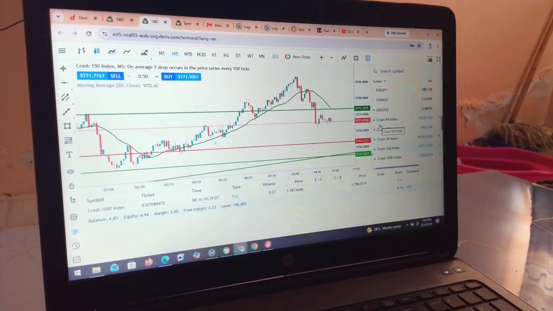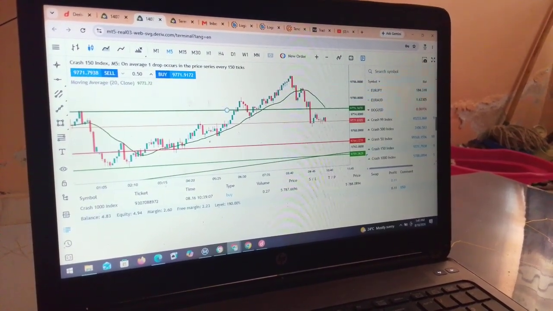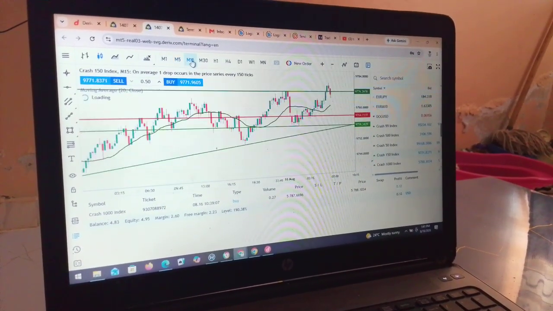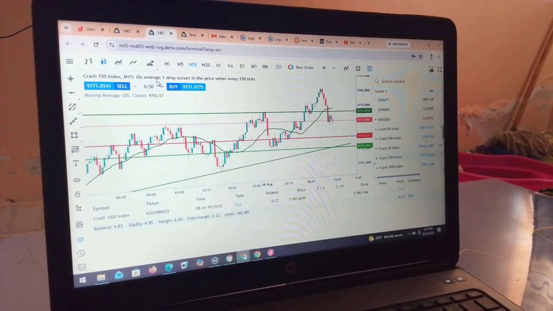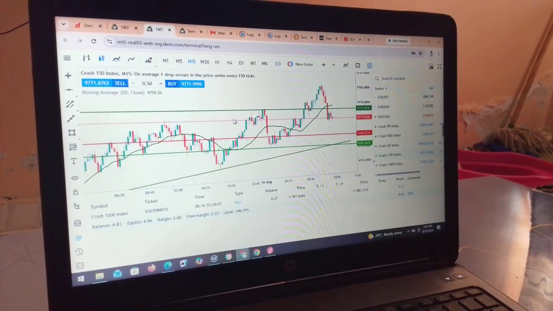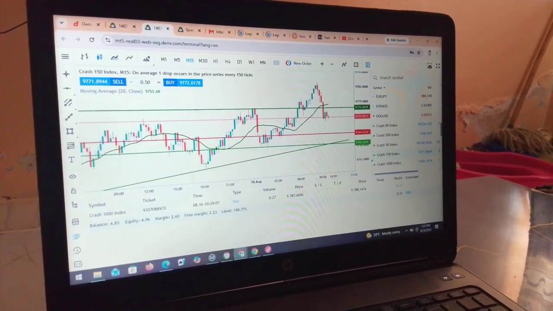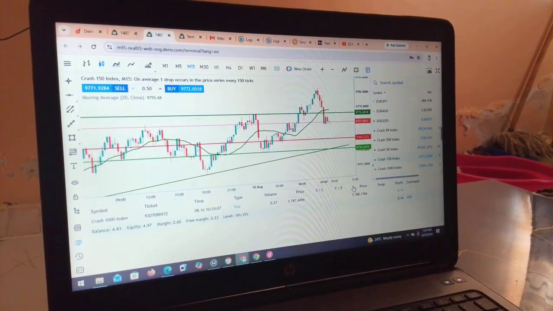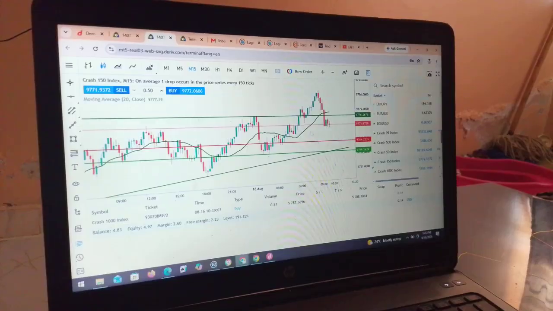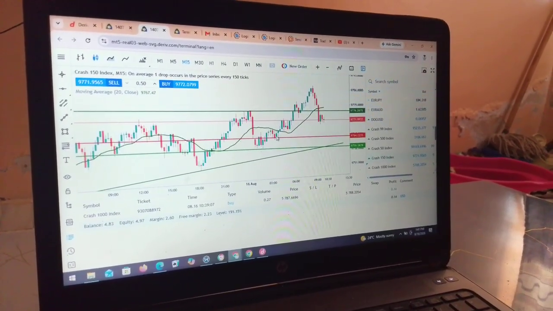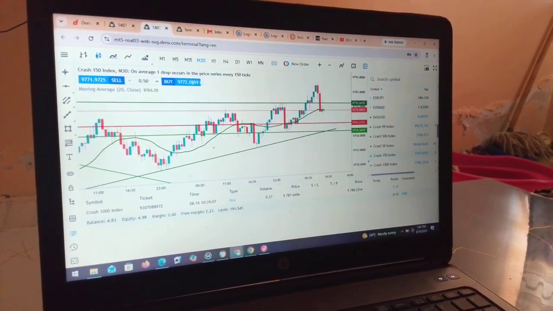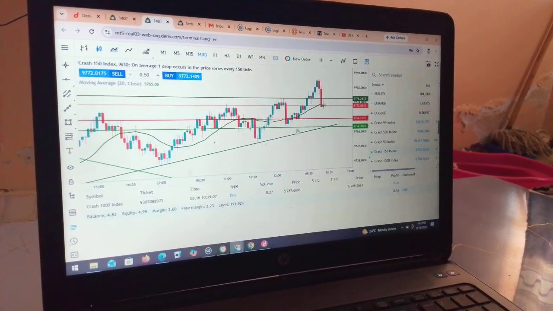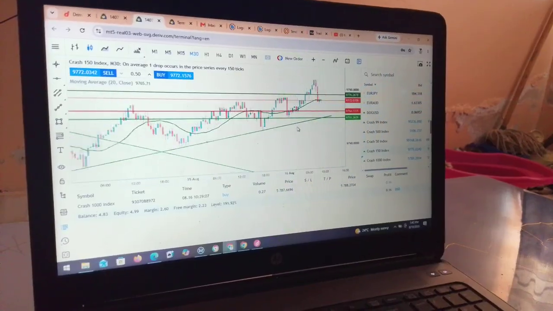Again with another banger. Today we are going to do analysis for synthetic indices, especially on the crash and boom indices. As you can see here, we have already taken a trade on crash 1000. It's already in profit. We already made some dollars here. We have been doing analysis on the 30-minute chart, that is crash 150 on a 30-minute time frame.